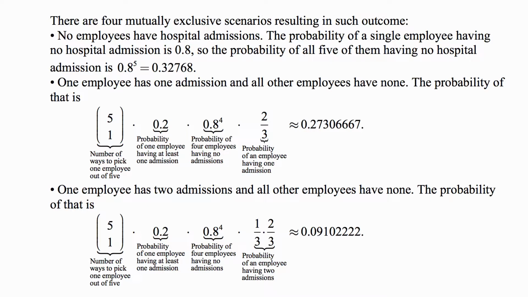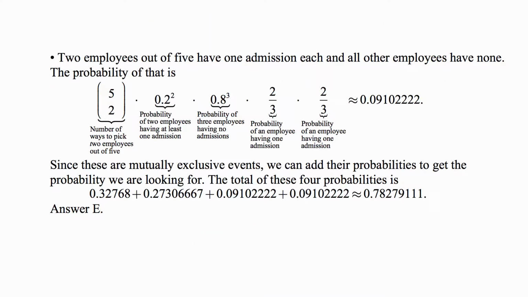Next scenario is 1 employee has 2 admissions and all other employees have none. The probability of that is 5 choose 1, the number of ways to pick that 1 employee out of 5, times 0.2, the probability of 1 employee having at least 1 admission, and 0.8 to the 4th, the probability of 4 employees having no admissions. And then given that 1 employee has at least one admission, the probability that this employee has two admissions is given by the geometric distribution with a probability P, probability of success in an individual Bernoulli trial, of 2/3, which means that there are two attempts and success on the second one. So failure on the first one, probability of 1/3, success on the second one, probability of 2/3. You multiply this out and you get 0.09102222.